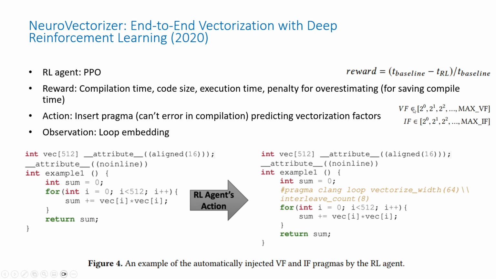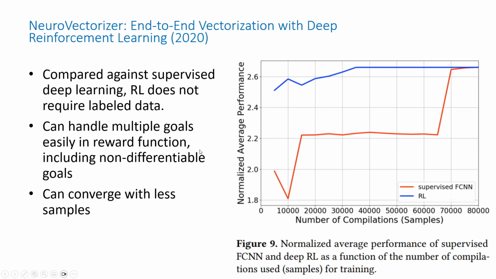And the action is basically these factors. So you have a discrete set of factors that you use for the width and interleave count. And the observation, as I mentioned before, is the loop embedding. And basically in here you see how the reinforcement learning converges quickly, maybe somewhere around 30,000 samples, while if you use supervised deep neural networks, it takes more than twice the time to converge. Also, this problem is relatively easy. I mean, you just have a couple of factors.